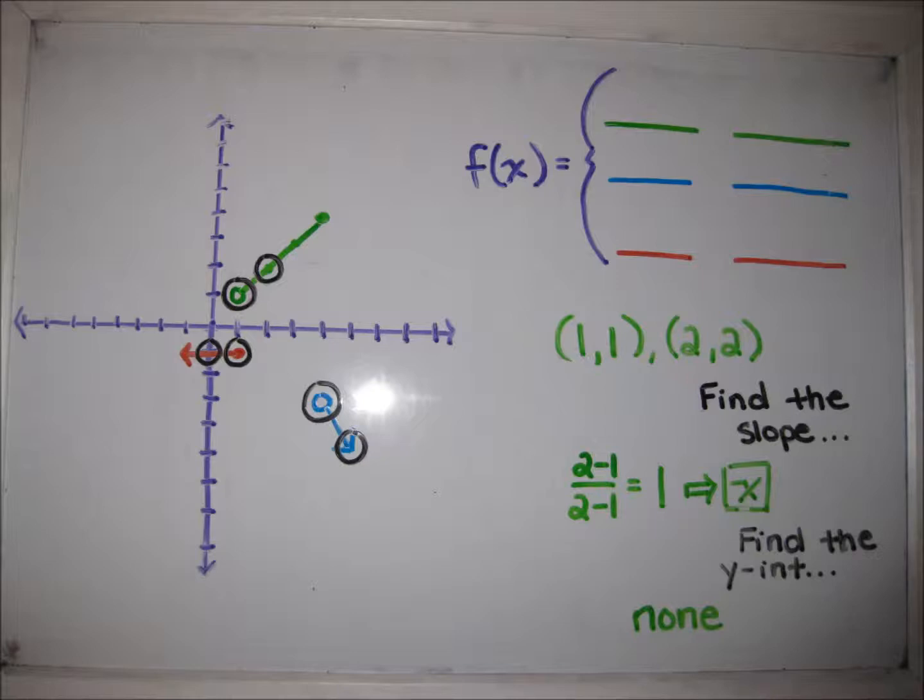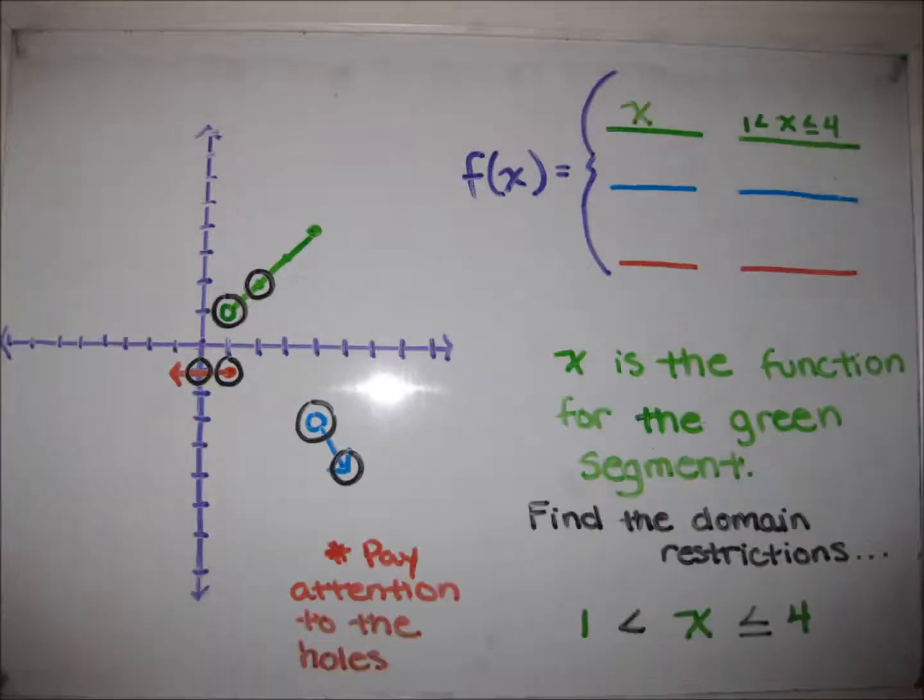Then, as if finding a linear equation, find the slope of the coordinates, using the equation (y1 - y2) over (x1 - x2) equals m. Then find the y-intercept. Then put the slope and the y-intercept together to form an equation. For the green segment, this equation is y = x. This is only one equation for a piece of this function.